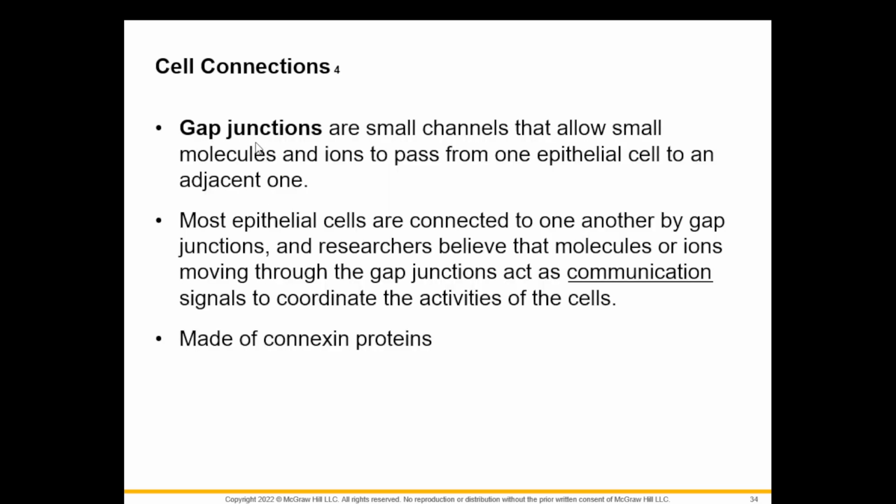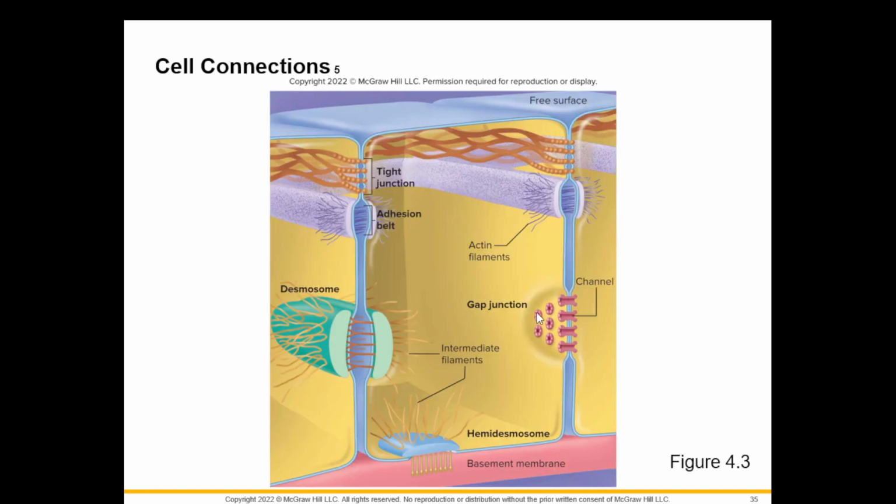Lastly, we have gap junctions. Gap junctions are actually channels. They are channels or pores that allow small molecules and ions to pass from one cell to the next. Why is that passage important? They are important for communication. These channels are made up of connexin proteins. So here they are. Your gap junctions are made up of channels that allow the passage of substances from one cell to the next, and that is important for communication.